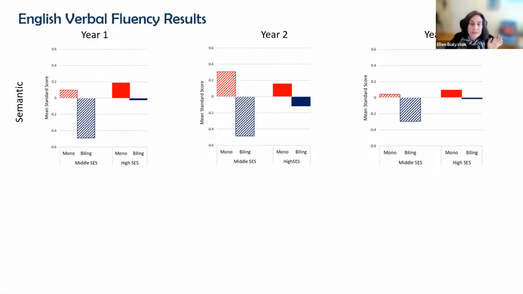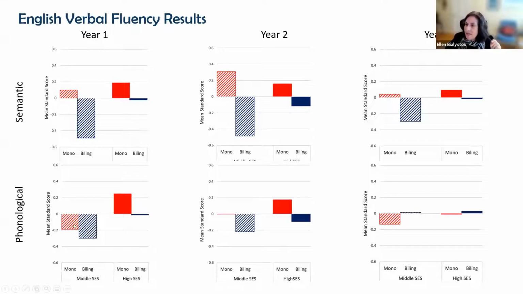Well, what about the more difficult phonological fluency? Remember that I was telling you that when we looked at these results with young adults, monolinguals were producing more words, but when you added this other selection component in phonological fluency, the gap narrowed.